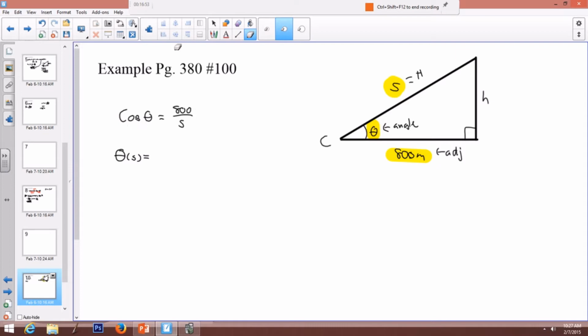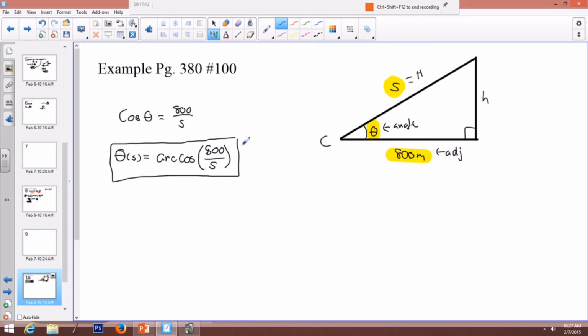So I'm going to take the inverse cosine of both sides. So I'm going to rewrite it as the arc cosine of 800 over s. So that's the first part. There's my first answer that they want for that.